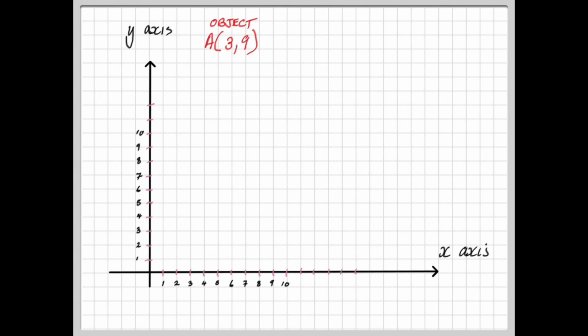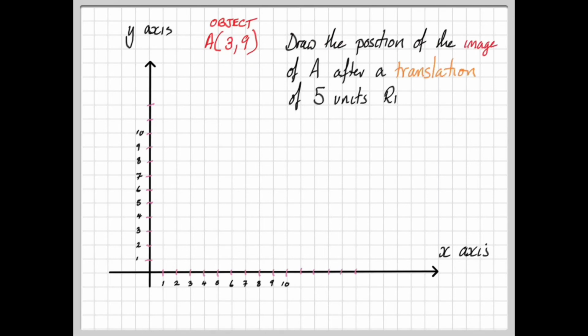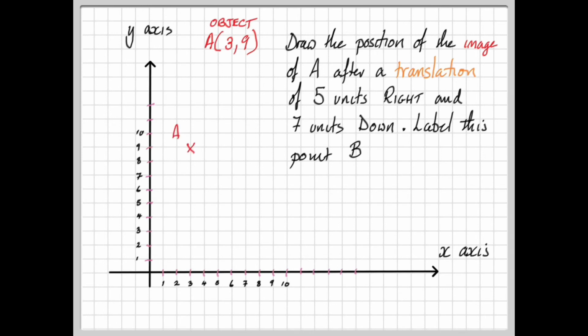So now we're going to start with A, which is going to be at the coordinates 3 and 9, and I'm going to draw the position of the image of A after a translation of 5 units right and 7 units down. I'm going to label this point P. Remember, image is where it's going to end up, and the translation is always right or left first, and then up or down. So there's A plotted at the coordinates 3 and 9, and I go 5 right, and then I go 7 down, and that's when I get to the point B.